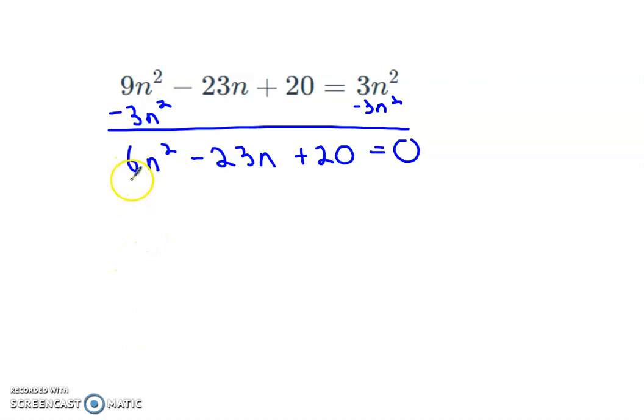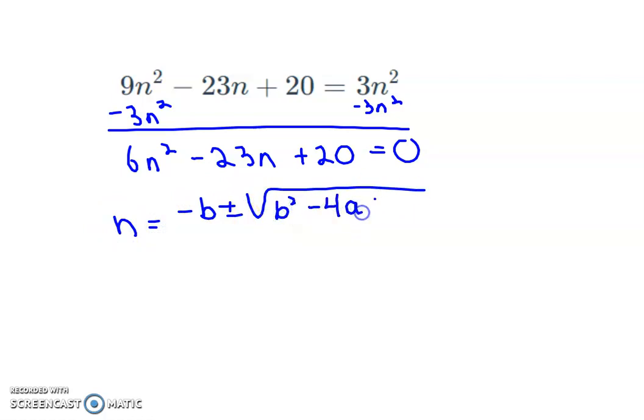Here's my value for A. Here's my value for B. Again, be careful. Negative 23 is what B is, so when you put an opposite in there, you'll find the opposite of negative 23, and then C is 20. Okay, so here we go. N is going to equal the opposite of B plus or minus the square root of B squared minus 4 times A times C all over 2 times A.